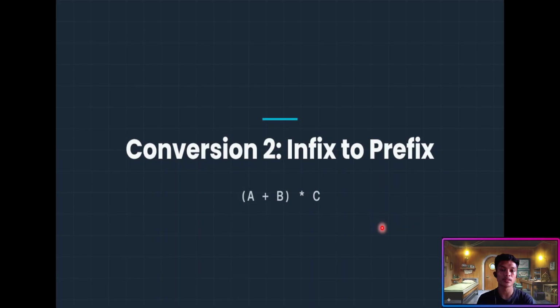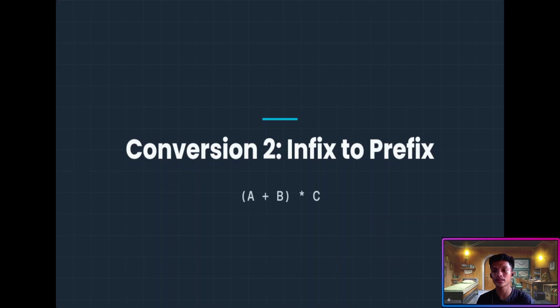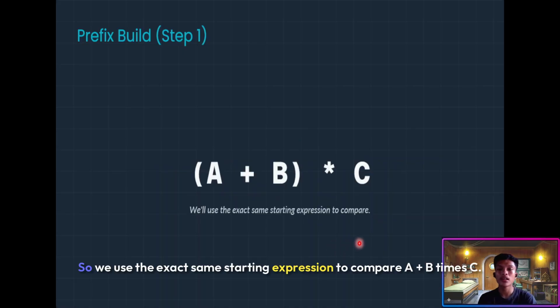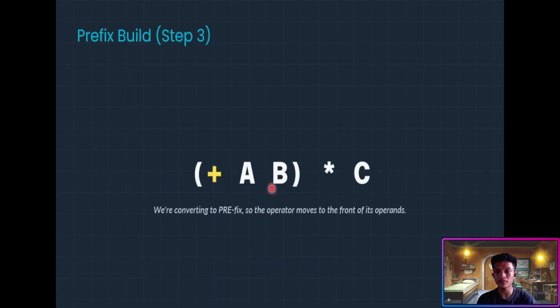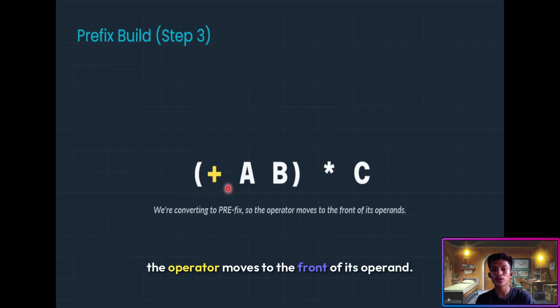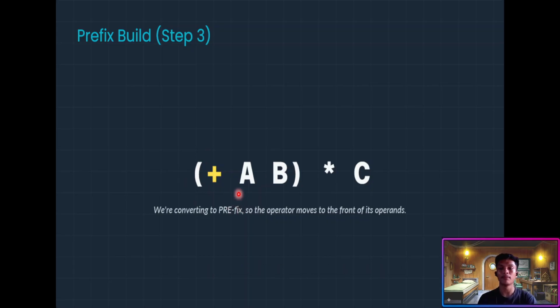Okay, that was postfix. Let's try it again, but this time we'll convert from infix to prefix. So we use the exact same starting expression to compare: A plus B times C. The rule is the same. We start with the innermost parentheses first. So we will look at A plus B. Now for the move. We're converting to prefix, so the operator moves to the front of its operands. The plus sign moves to the front of A and B, giving us plus A B.